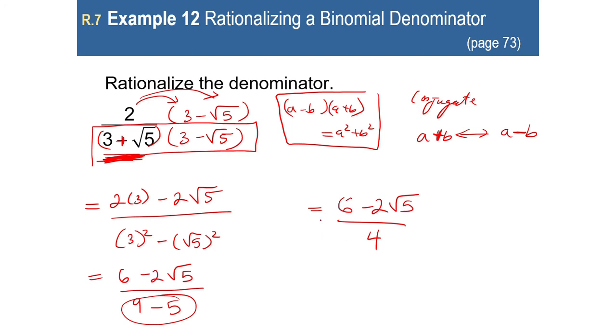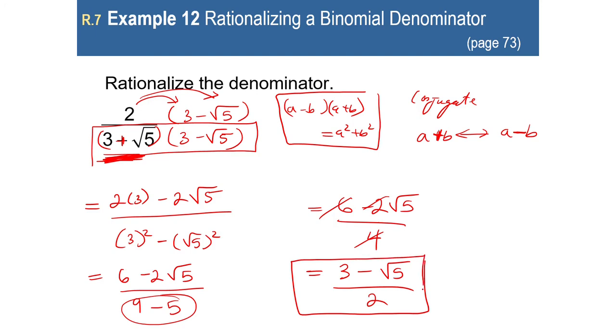Now notice each of these has a factor of 2, so it's okay to reduce them. I'll divide everything by 2. I get 3 minus root 5 over 2. And that is simplified. So when you have a binomial denominator, make sure you use the conjugate for it, then simplify.